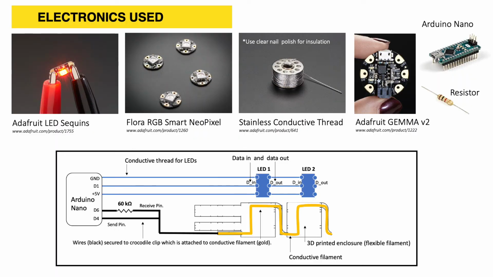For the electronic components, we use Adafruit LED sequin, which can be purchased in single colors, or an Adafruit Flora RGB LED, where an additional data in and out pin can support multicolor and brightness control sequentially. We also connect the circuit using conductive thread, which we insulate using clear nail polish, and for the microcontroller, we can use either an Arduino Nano or an Adafruit Gemma. And to enable capacitive touch sensing, we have an Arduino capacitive sensing library, which you can find a link to in our paper, and a resistor which is connected to a data pin. At the bottom of the screen, you can also see the diagram of the circuit setup that we used.